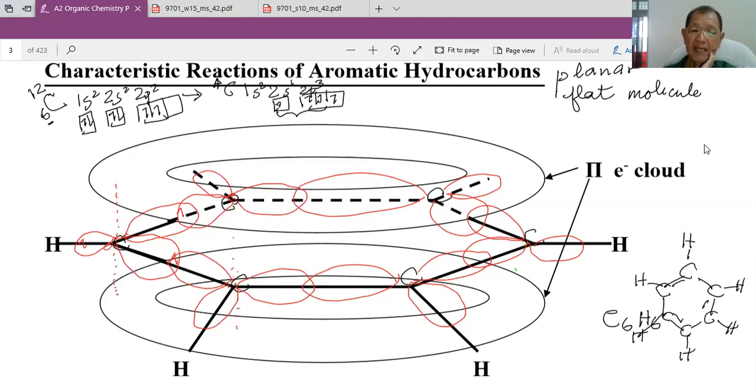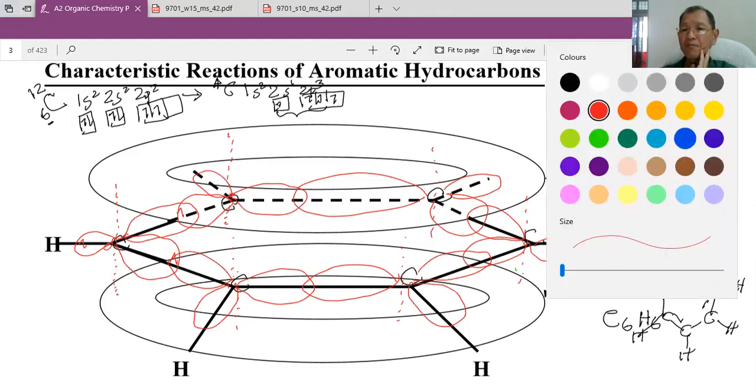Okay, the perpendicular axis here. Same thing. Okay, I'm going to draw it all so that you can have your time. You can fast forward. Now, give another color for the p orbitals. Okay, blue, nice color.